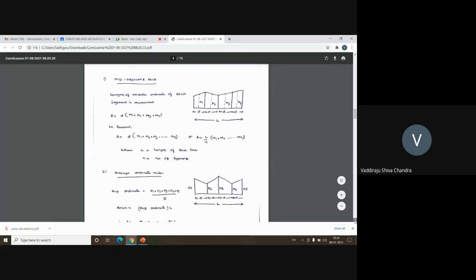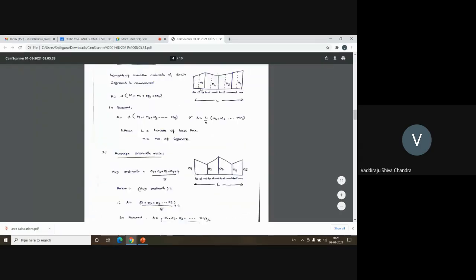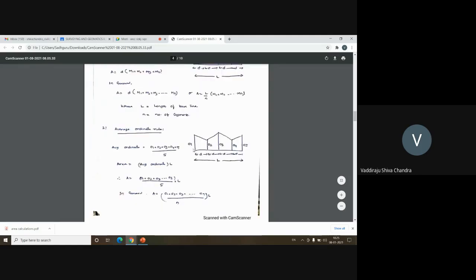And the second one is the average ordinate rule. In the same fashion, we'll be dividing the area into a set of segments at a distance of D or D1, D2 as per your requirement. In the first case, you are going to measure the mid ordinate, at the center. But in the average ordinate rule, you are going to measure the ordinate O1. So at this point, you'll be taking the tape and measuring the distance from this point to the boundary. Again, at a distance of D meters, you'll measure the length from this point to this point. Again O3, O4 and O5 you'll be measuring.